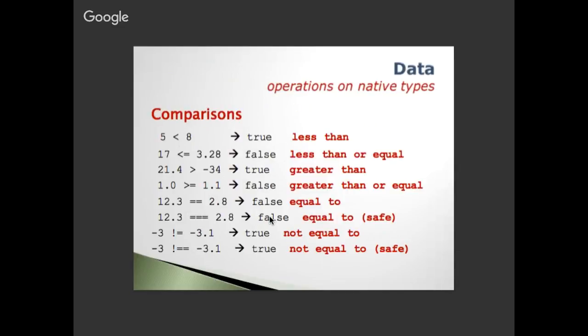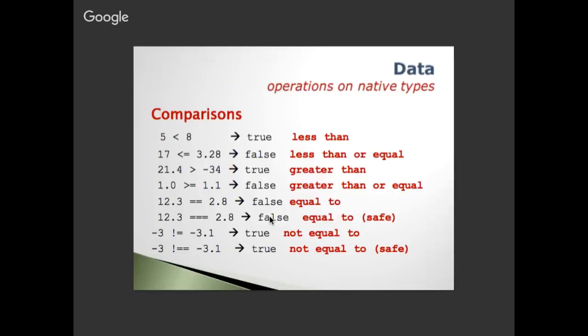Here's another one. Data types, operators could be 5 less than 8, true. 17 less or equal to 3.28, false. So on and so forth. I won't read all of them, but you get the gist of it. All using the greater than, less than, or equal symbol. The bottom one, or the one that has the 3 equal signs, is what's called safe. All right. Also, the bottom 3 actually is what's called safe.